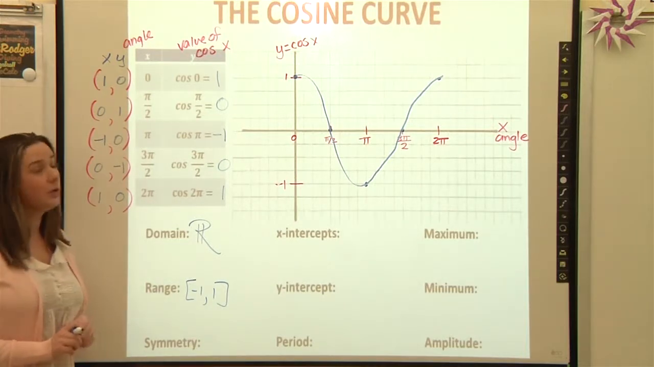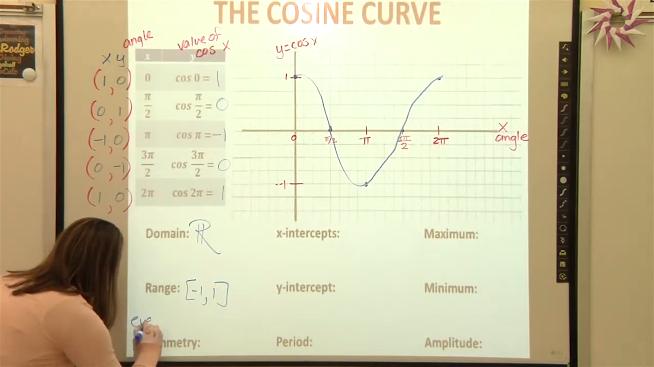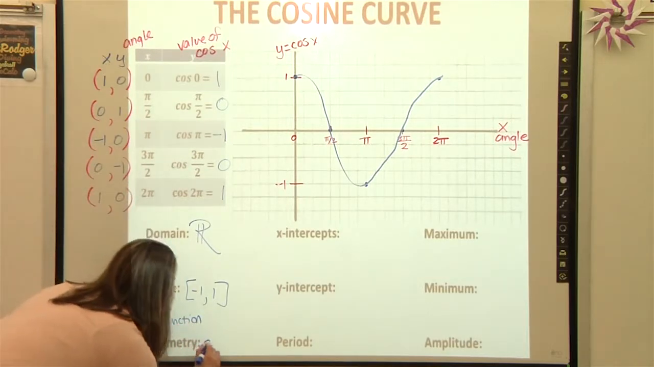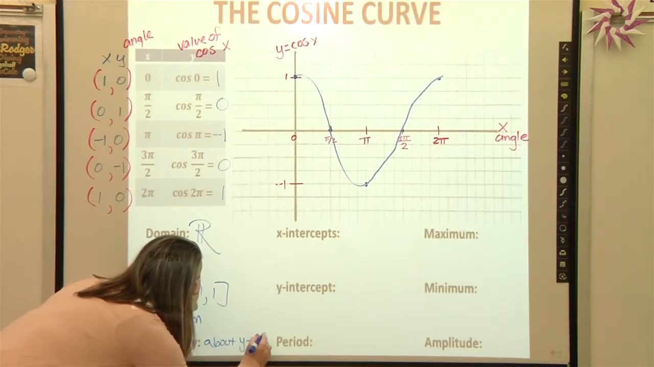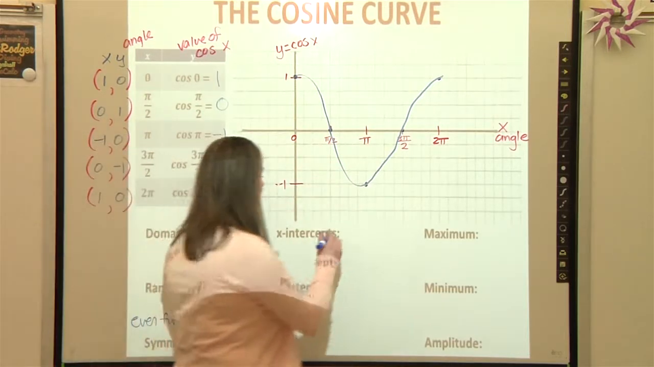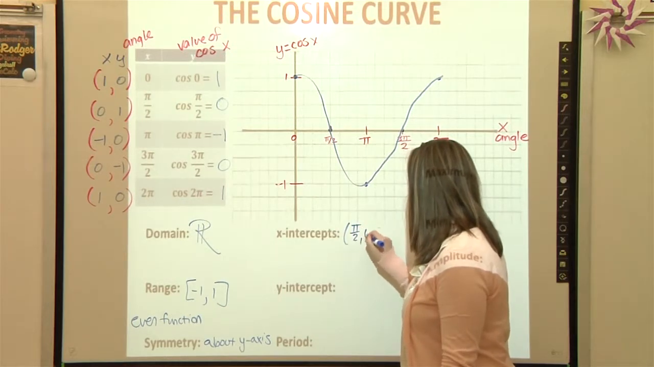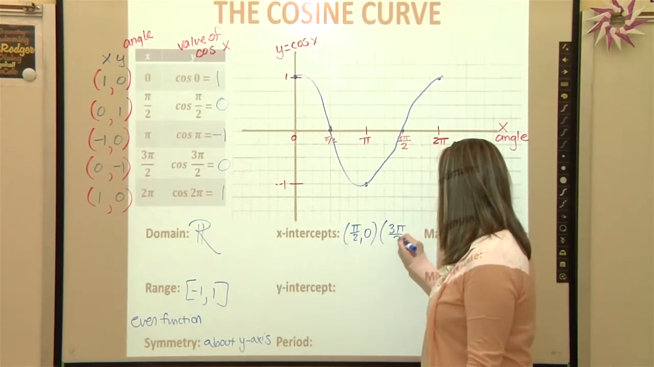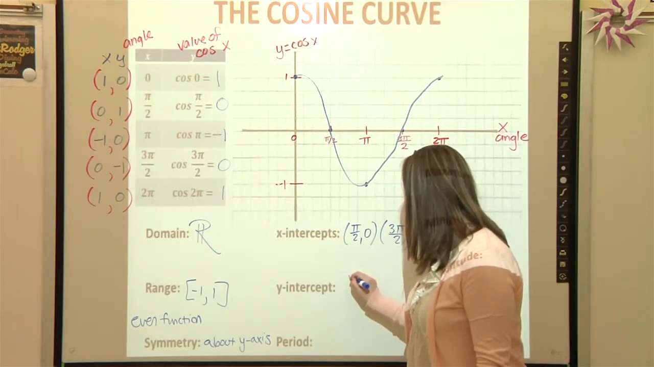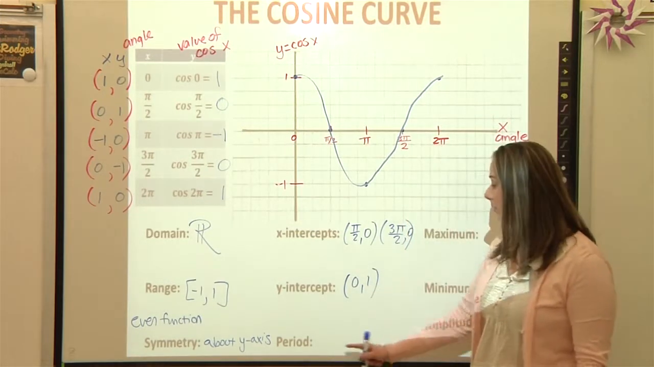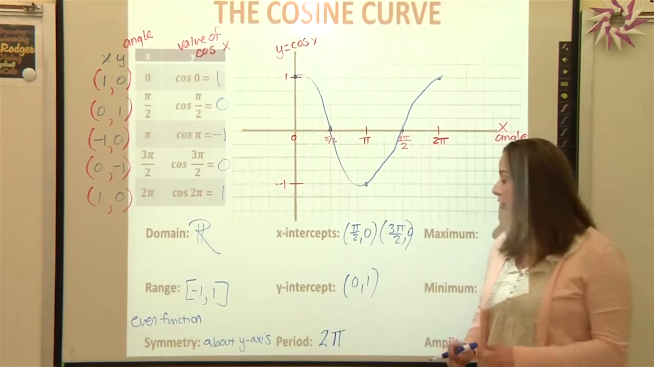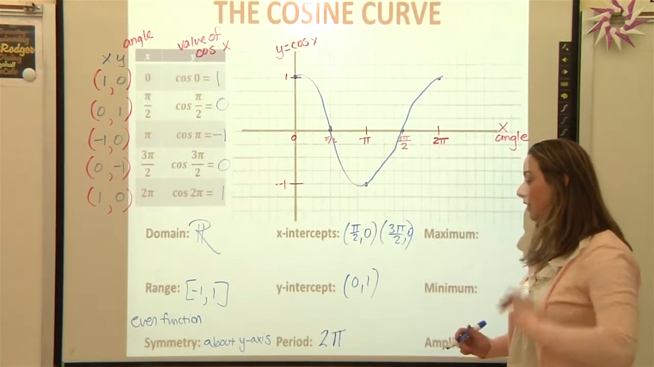Our symmetry, our cosine curve is an even function, which is going to mean that it's symmetric about the y-axis. Let's take a look at our x-intercepts, pi over 2 and 3 pi over 2. Our y-intercept is 1. Our period, again, is 2 pi. And this has to do with 2 pi over b being our definition of what a period is.